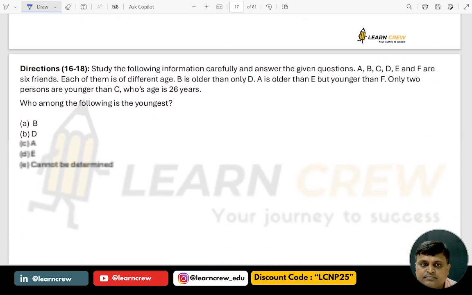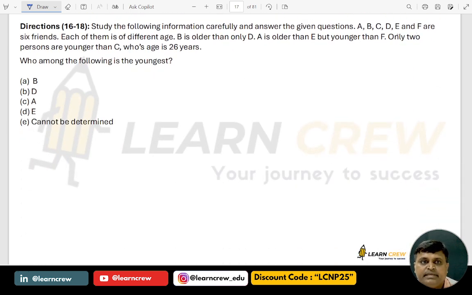Next. A, B, C, D, E, F are 6 friends. Each of them is of a different age. B is older than only D. Total 6 friends, so like this, 1, 2, 3, 4, total 6. A is older than E but younger than F.